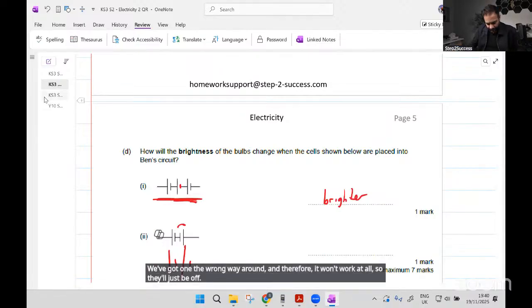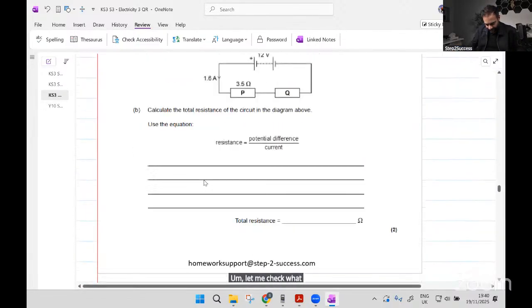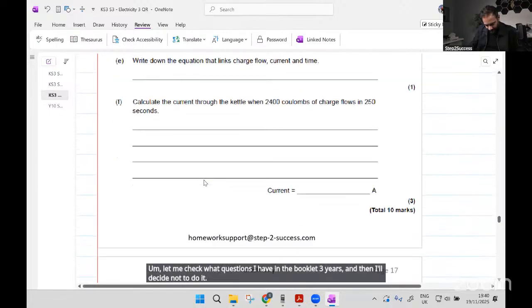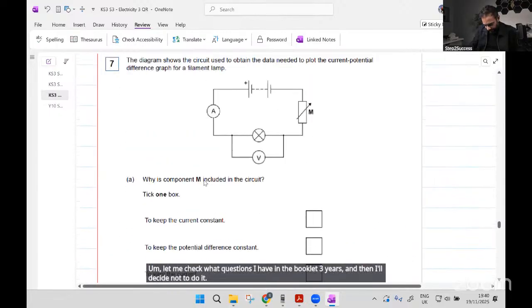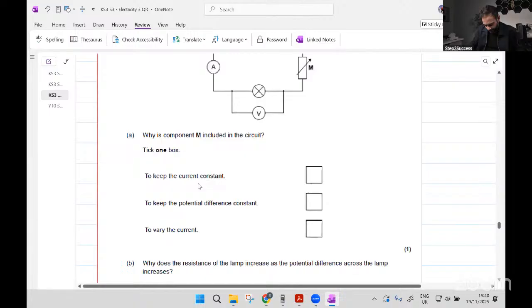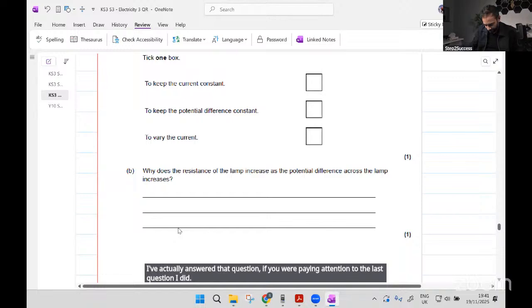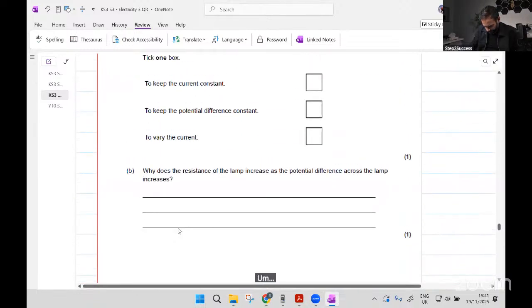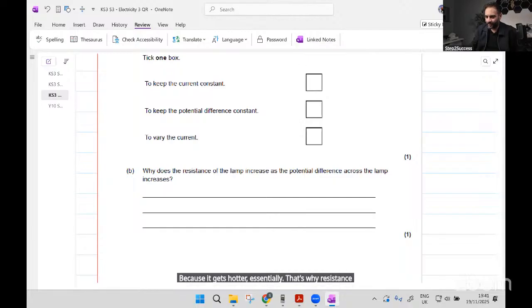Let me check what question 7 of booklet 3 is, and then I'll decide not to do it. I've actually answered that question if you were paying attention to the last question I did. I'll just tell you that. The resistance of the lamp increases because it gets hotter, essentially. That's why resistance can increase with most things when it gets hotter.